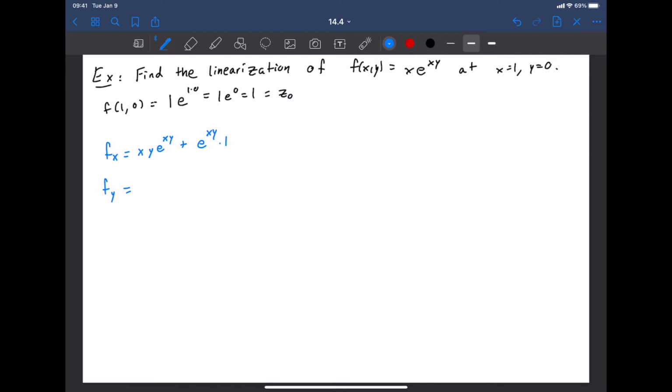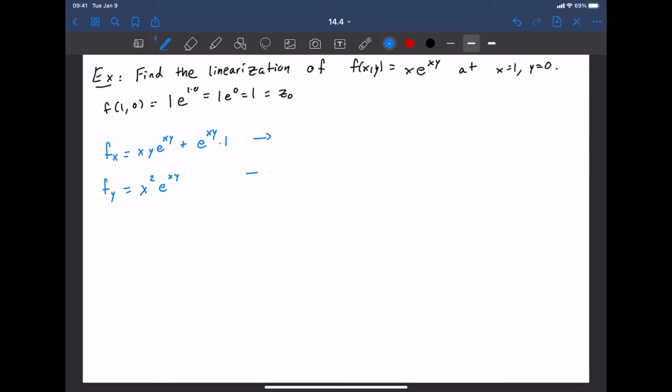In the y direction, things are a lot simpler. y is the variable, and so the x's are constants. So it's as if we said 5 e to the 5y. That derivative is just going to be 25y. So in this case, we're talking about x squared e to the xy.